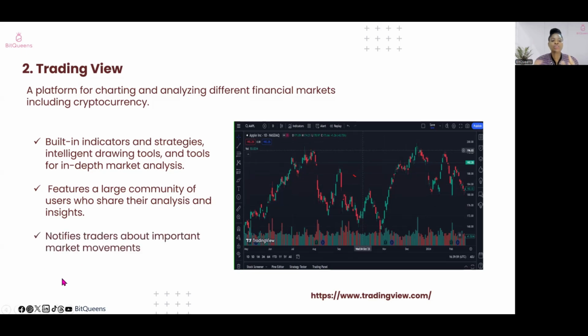Then you can also set notifications to be informed when there is price movement in certain cryptocurrencies or projects that you're tracking. You want to check out their site, it is www.tradingview.com. So you can create an account for yourself and begin to use it.